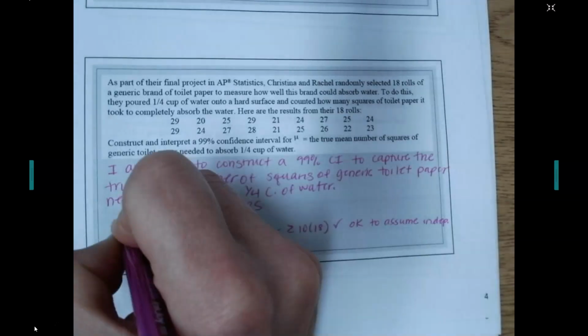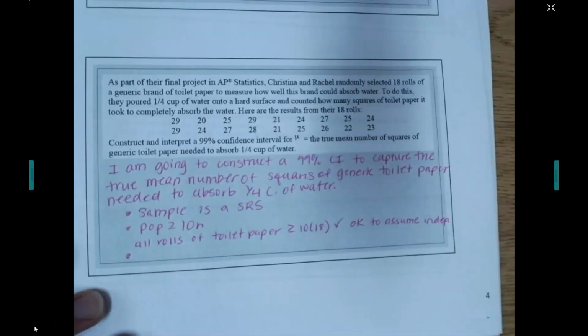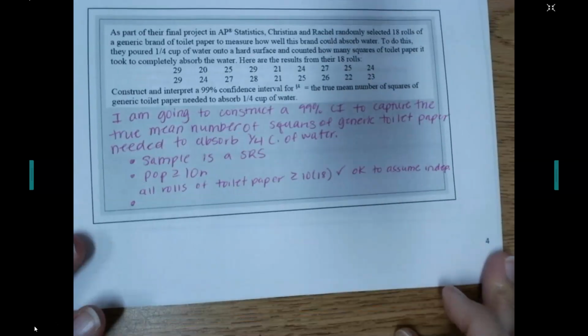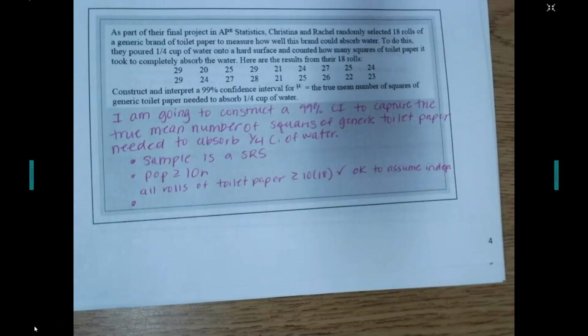Okay, now, normality. Okay, here is where it's different. Here's why I did this one with you. Okay, to check for normality with means, either the parent population can be normal. Well, they don't tell us that. Or my sample size is large, so the central limit theorem lets me know the sampling distribution will be normal-like. I don't have a large sample here.